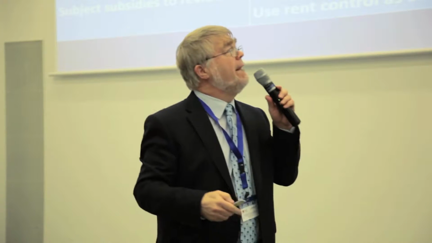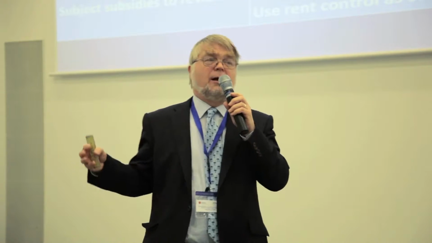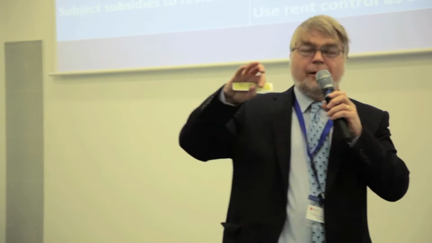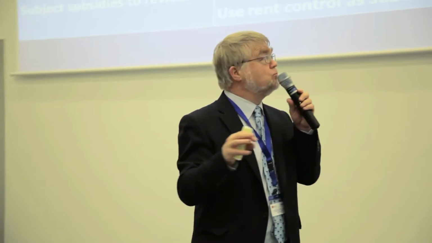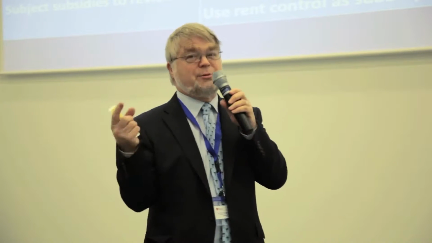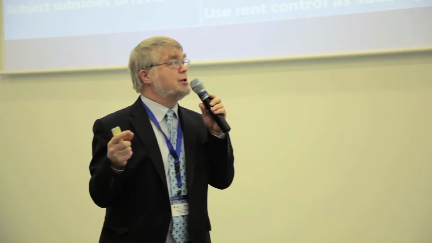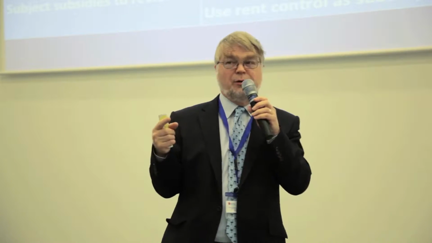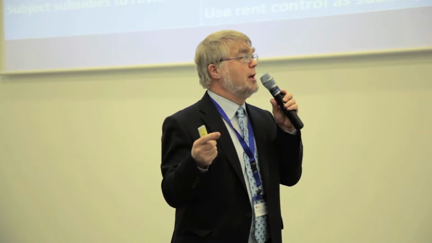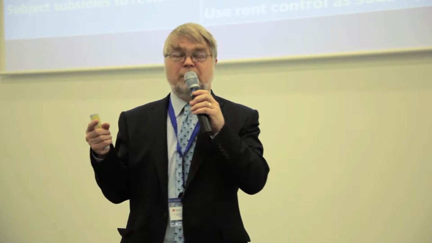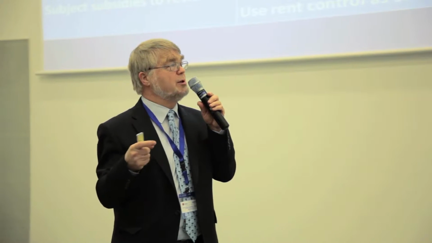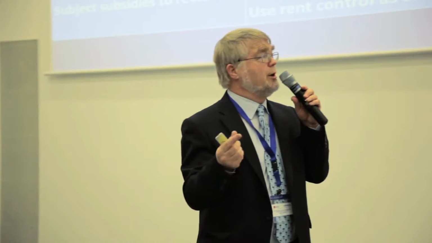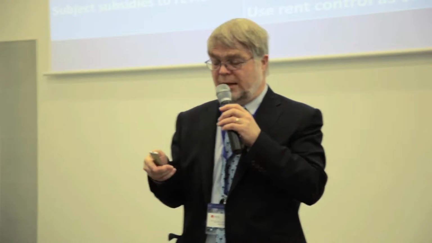And then the second main group of things here is rationalizing subsidies. So do make subsidies transparent, do target subsidies to the poor, do subsidize people, not houses, and do subject subsidies to review. And on the don'ts, don't build subsidized public housing, don't allow for hidden subsidies, don't let subsidies distort prices, and don't use rent control as subsidy.